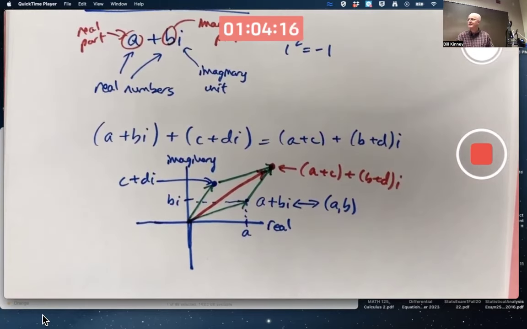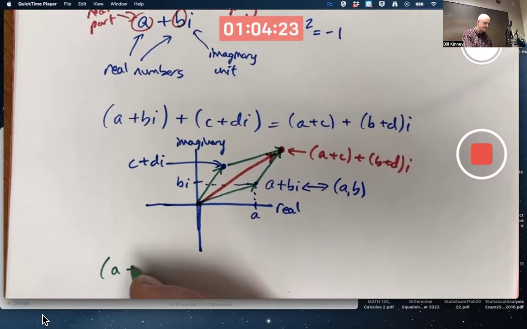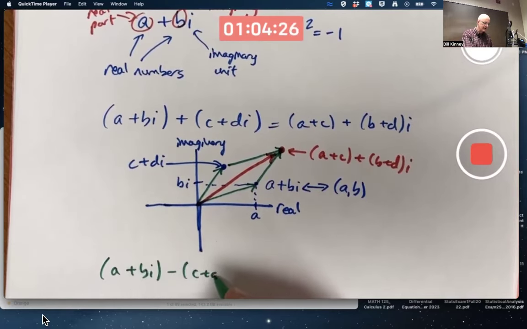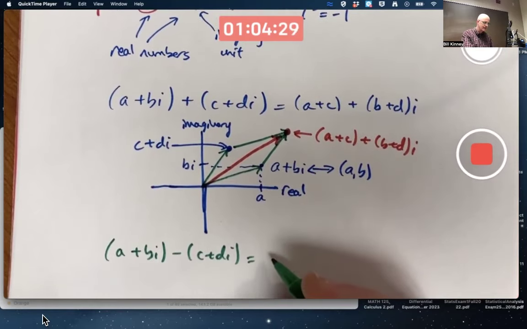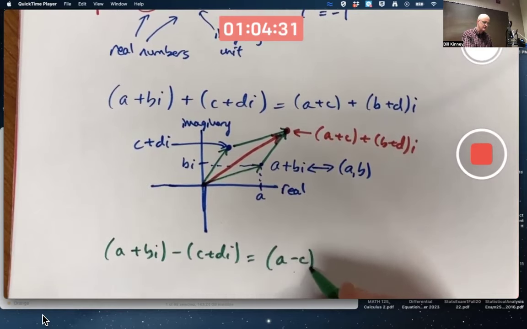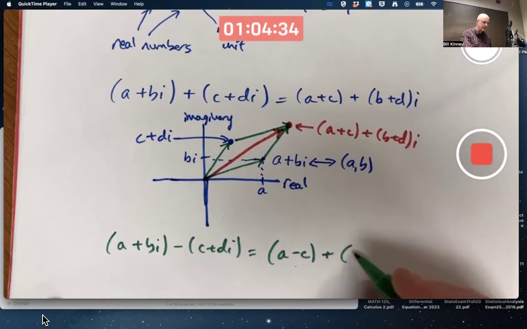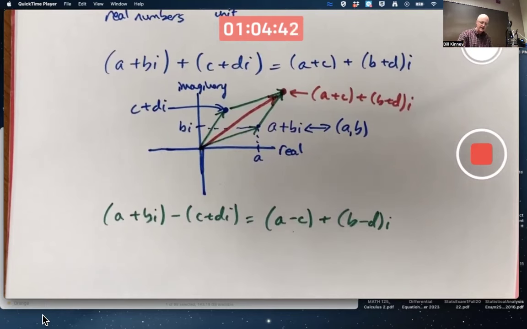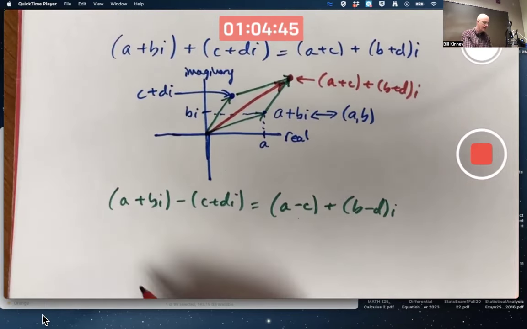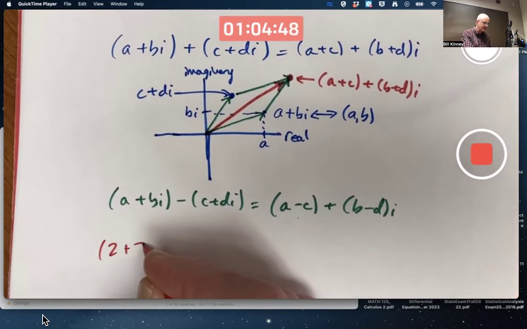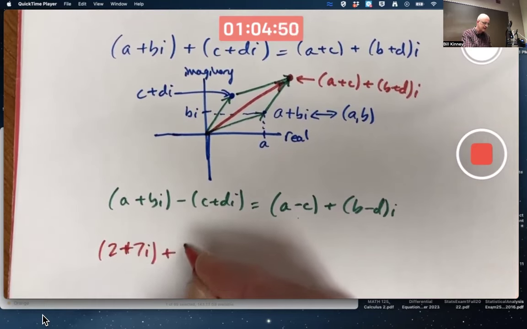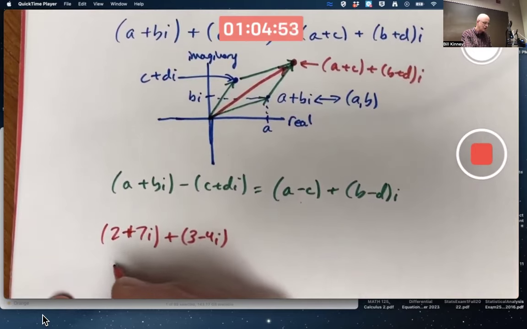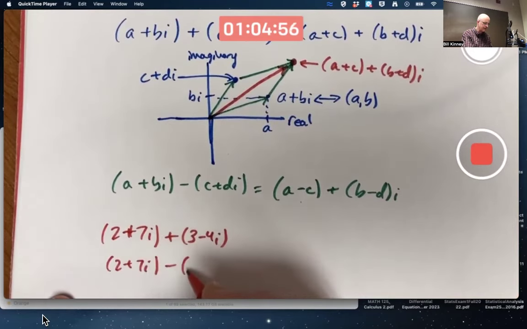You add them as if you're adding them as vectors. You can also subtract them. a plus bi minus c plus di. You subtract their real parts in the same order, and you subtract their imaginary parts in the same order. As a concrete example, we could do both 2 plus 7i plus 3 minus 4i, and 2 plus 7i minus 3 minus 4i.